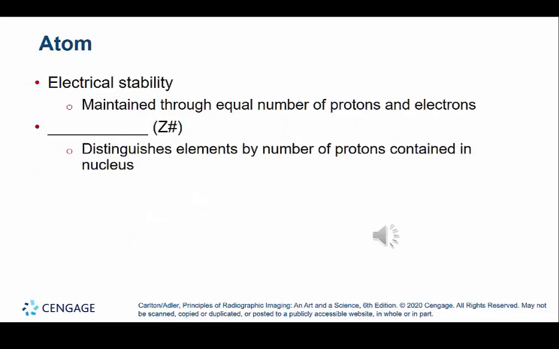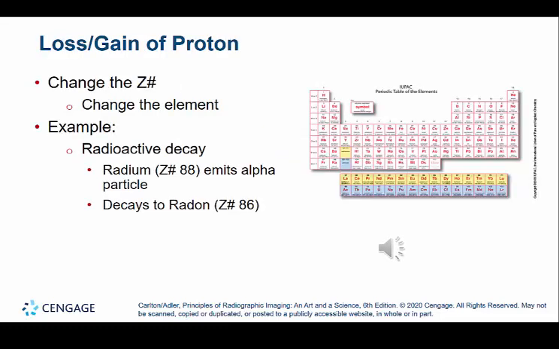When discussing atoms, there's something called electrical stability. Electrical stability is maintained through an equal number of protons and electrons. Z number, also known as atomic number, distinguishes elements by the number of protons contained in the nucleus. Whenever you change the Z number, or the atomic number, you're actually changing that element.